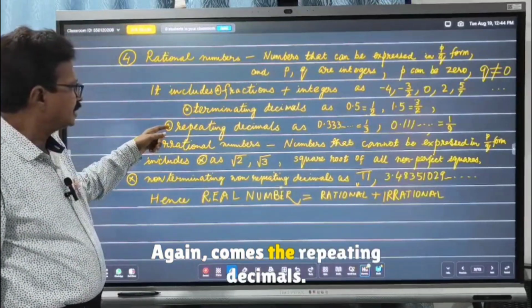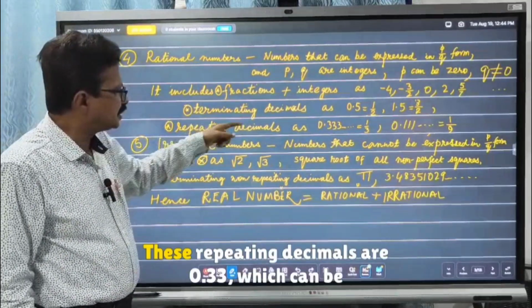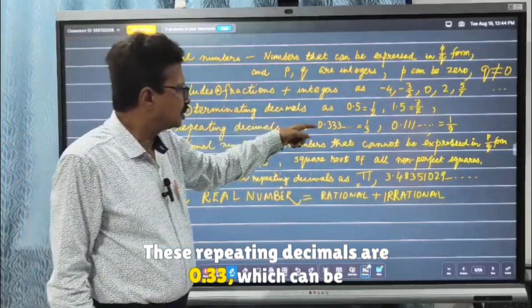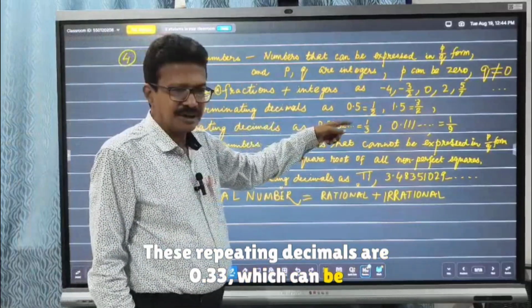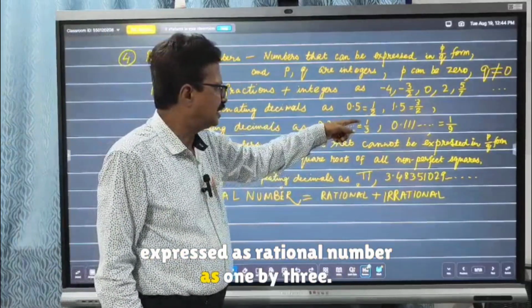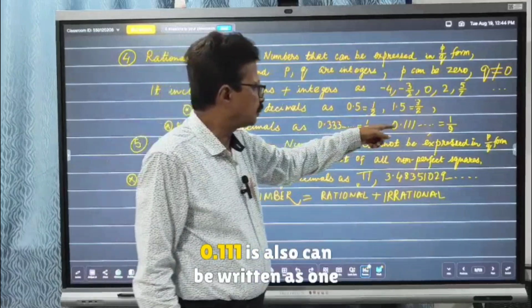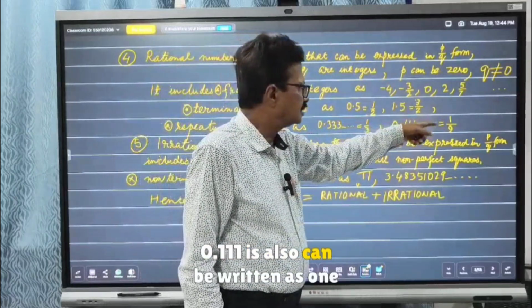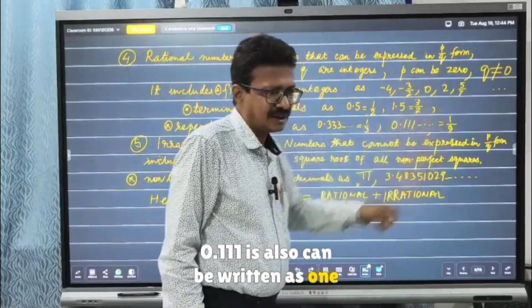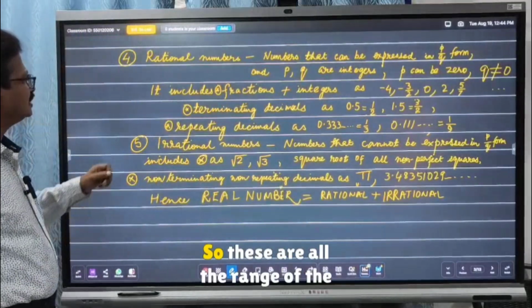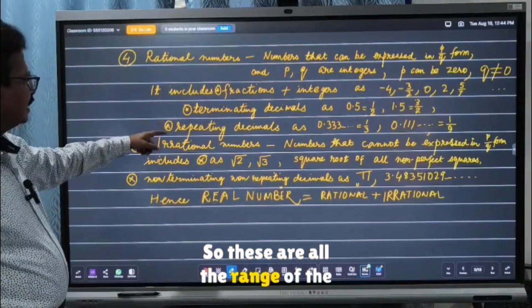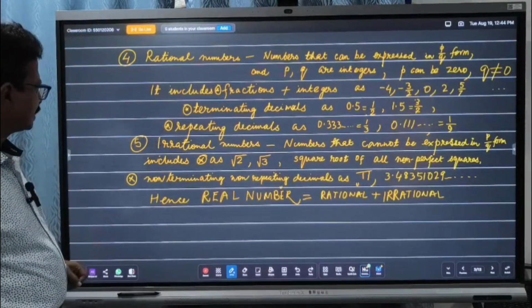Again comes the repeating decimals. These repeating decimals are 0.33, which can be expressed as a rational number as 1 by 3. 0.111 also can be written as 1 by 9. So these are all the range of the rational numbers.